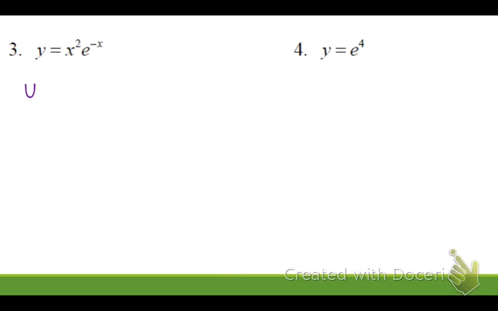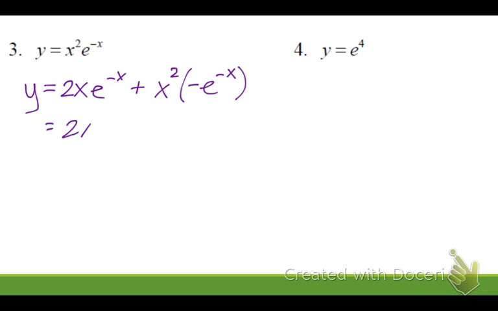So the product rule is the derivative of the first, which is 2x, times the second, which is e to the negative x, plus the first, which is x squared, times the derivative of the second. What's the derivative of e to the negative x? Negative e to the negative x. Good. So on this one I have 2x e to the negative x minus x squared e to the negative x.